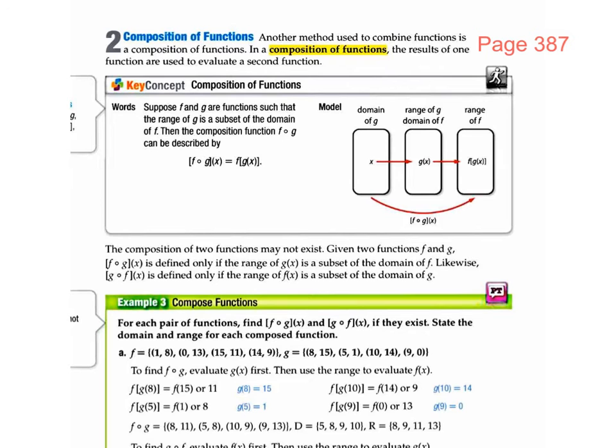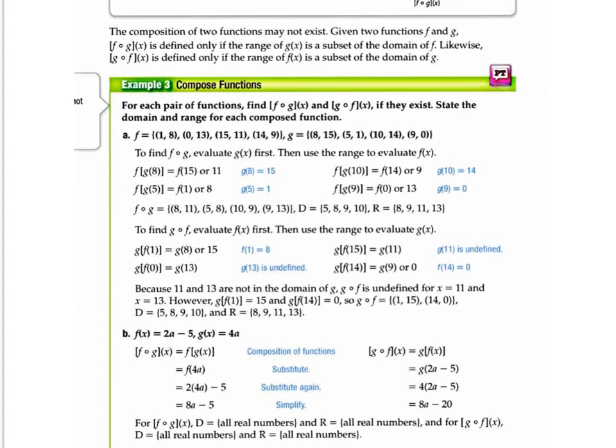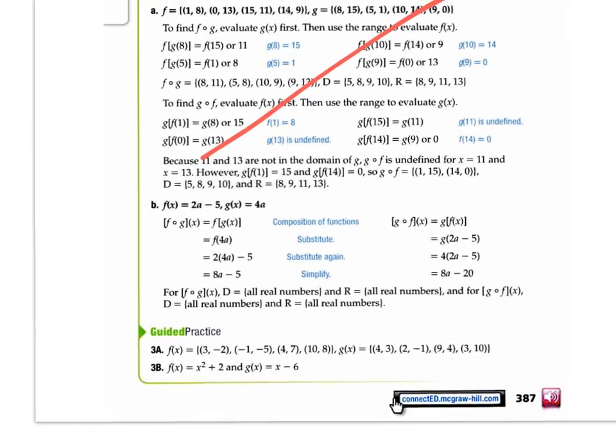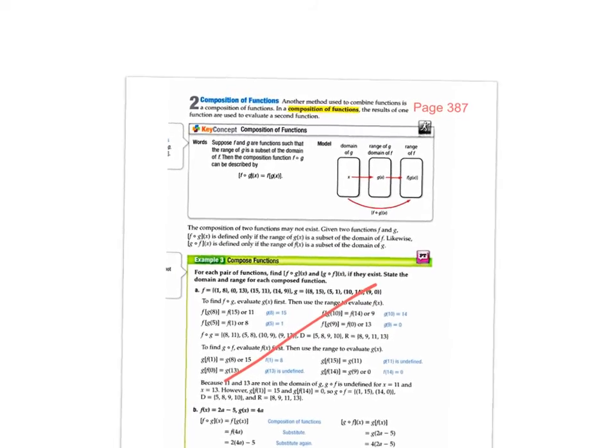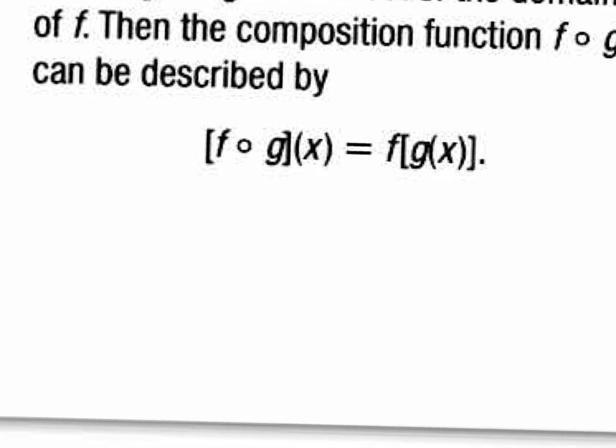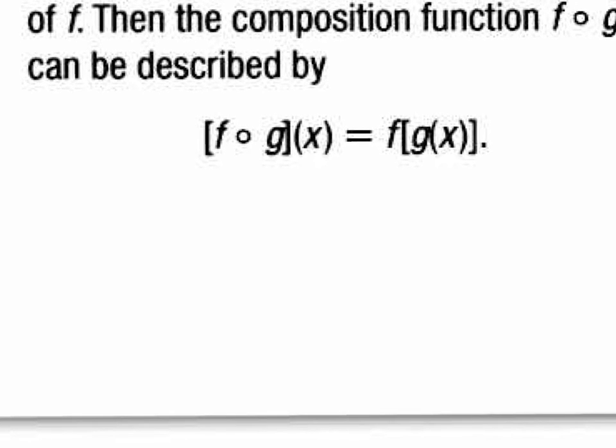So let's jump to page 387. And example 3, we're not going to do that one because I don't like it. But let's take a look at this notation. We need this for sure. Now, it kind of looks like f times g of x, but look, it's not a multiplication, it's an open circle. So this is called a composite function where you have f of g of x. So this notation is the same thing as this notation.